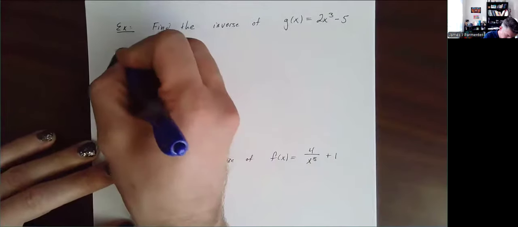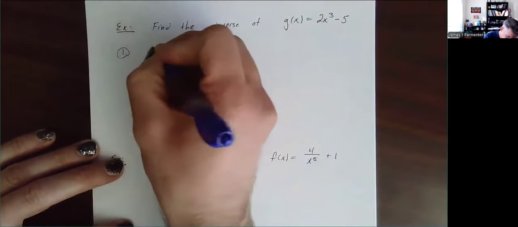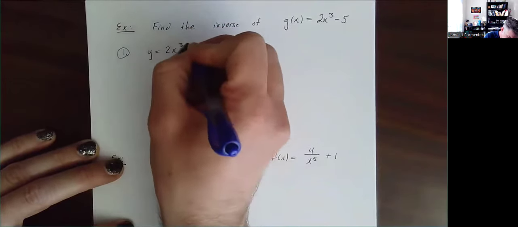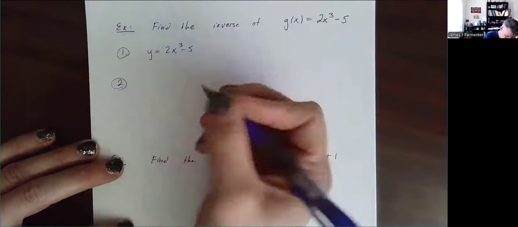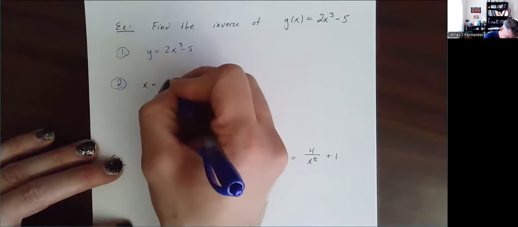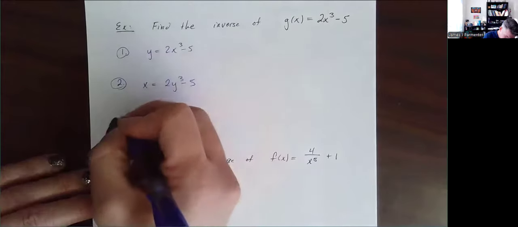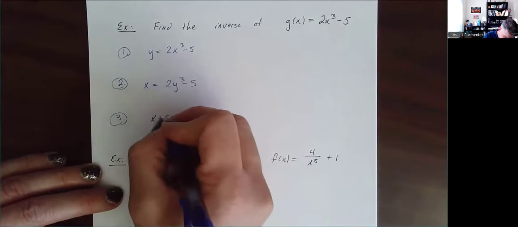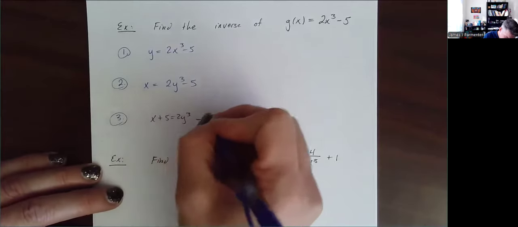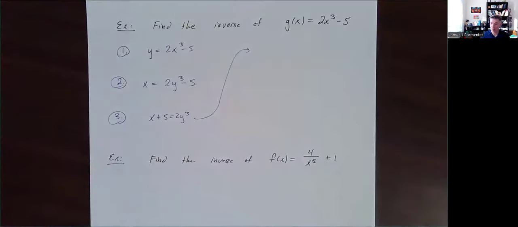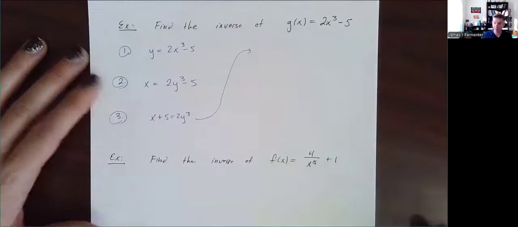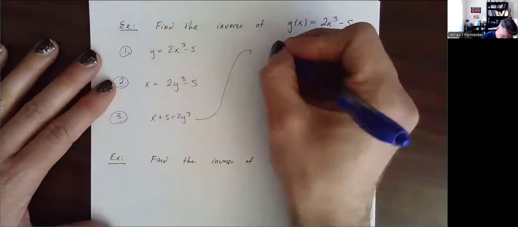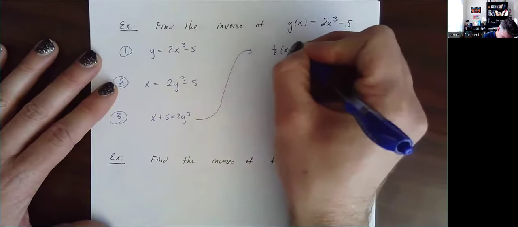So step 1, write y equals 2x cubed minus 5. Step 2, interchange. x equals 2y cubed minus 5. Step 3, start solving for y. So x plus 5 equals 2y cubed. Divide both sides by 2. Or you could also multiply both sides by 1/2. So instead of writing x plus 5 divided by 2, you could write 1/2 times x plus 5. Both are fine.